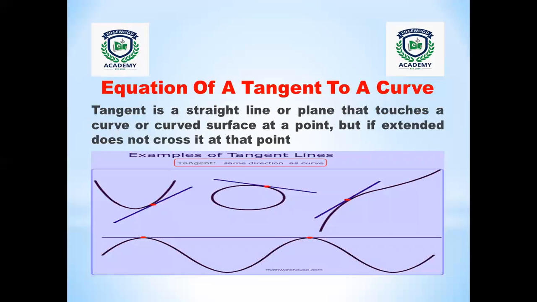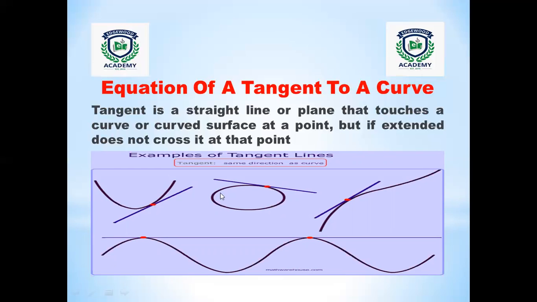Now, look at the picture here. As you can see, we have a tangent. It is a straight line here, and then there is a curve here. The tangent and the curve meet at this red point here. You need to take note that when a tangent and a curve meet, they meet at a point of contact.